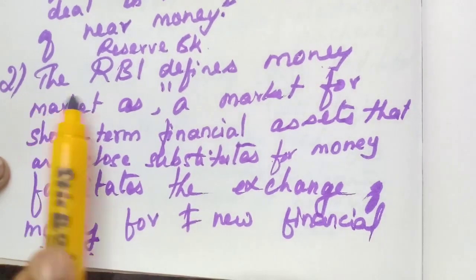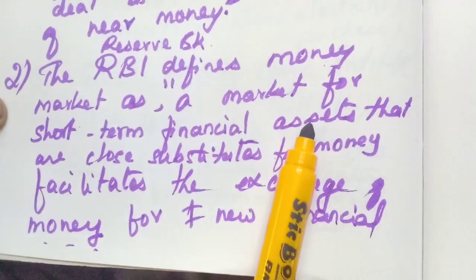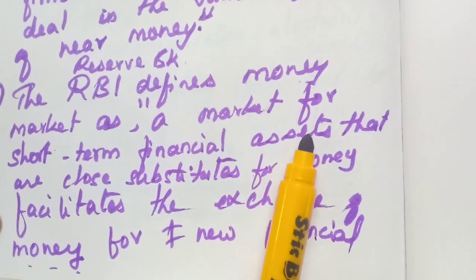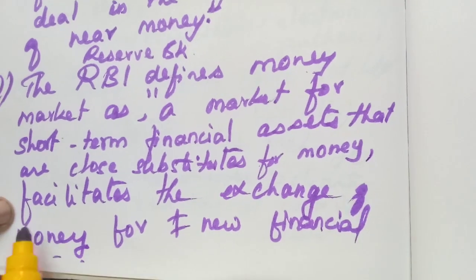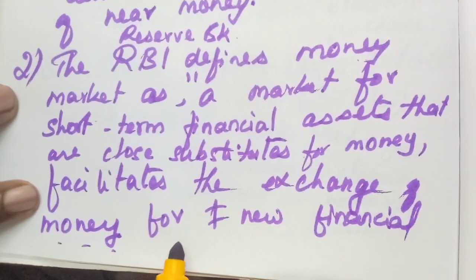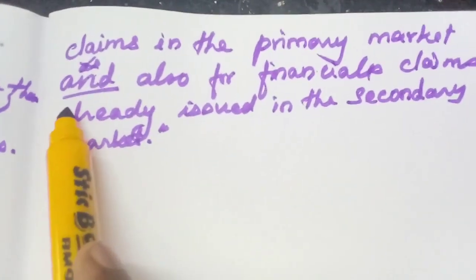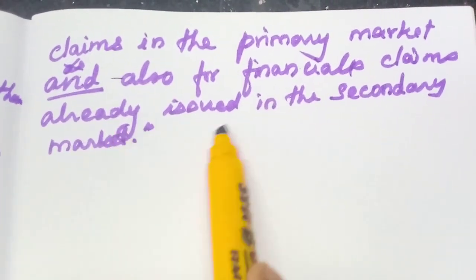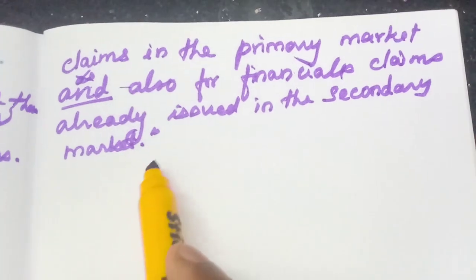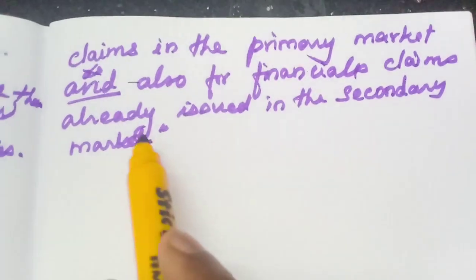Okay, so RBI defines money market as a market for what? For short-term financial assets. What are those assets like? They are close substitutes for money, and it facilitates the exchange of money for two types of financial claims: for new financial claims in the primary market, and also for financial claims that are already issued in the secondary market. You might have understood now these two definitions. For the short answers, you have to learn both the definitions very well.